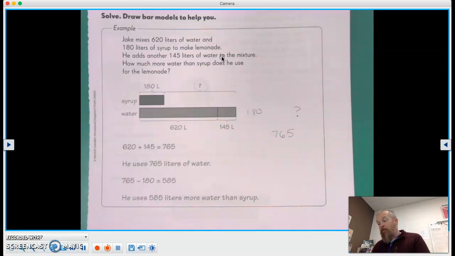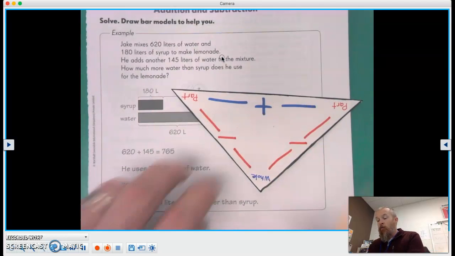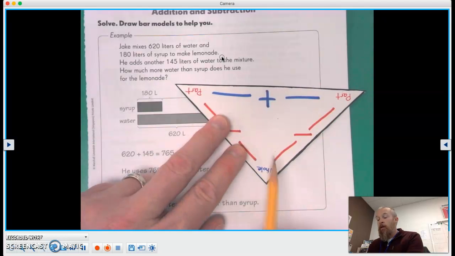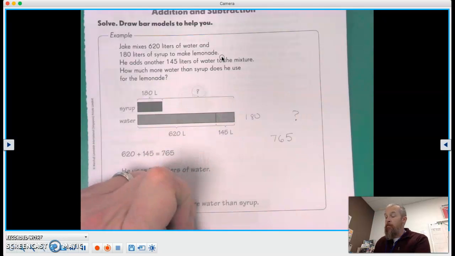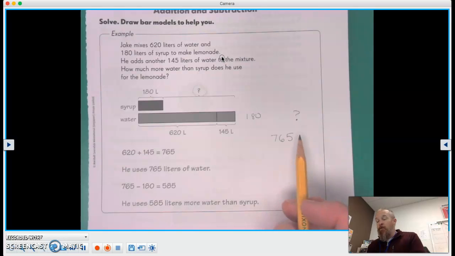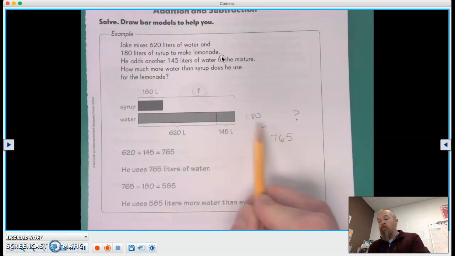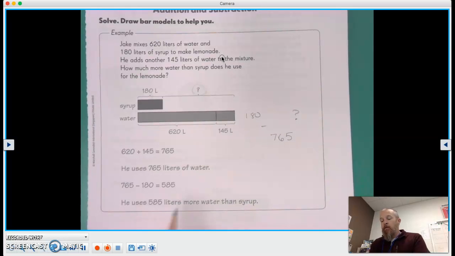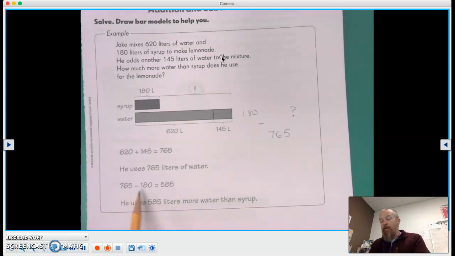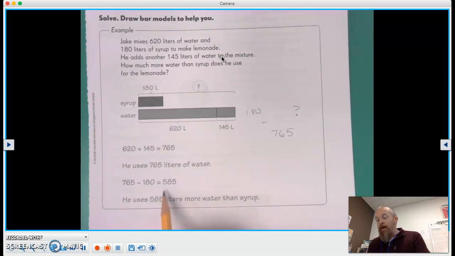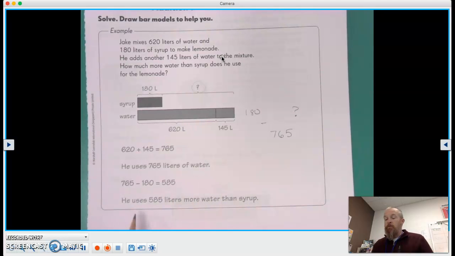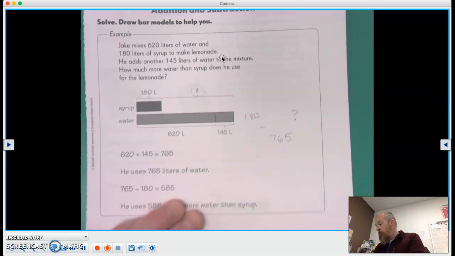Well, if we flip our triangle upside down, we know that we have the whole, and we know one part when comparing. So we will have to subtract 765 minus 180. Okay, and there it is, 765 minus 180 equals 585. So he uses 585 liters more water than syrup. All right.